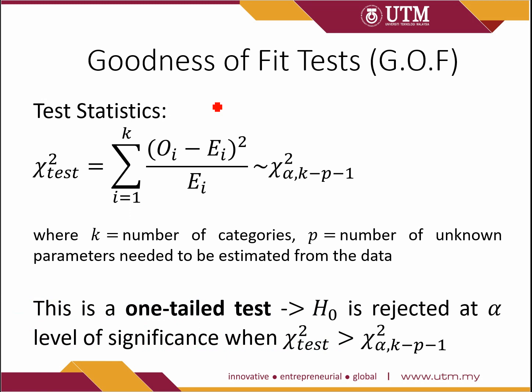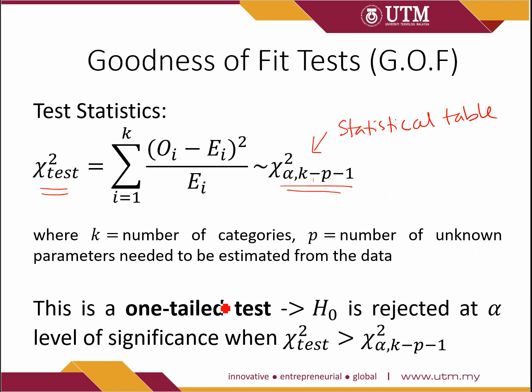Okay, so this is the formula for our chi-squared test, and we are going to compare this chi-squared test with this chi-squared critical value. To find the chi-squared critical value, we need to use the statistical table. K is the number of categories and P is the number of unknown parameters. Normally this P would be 0.